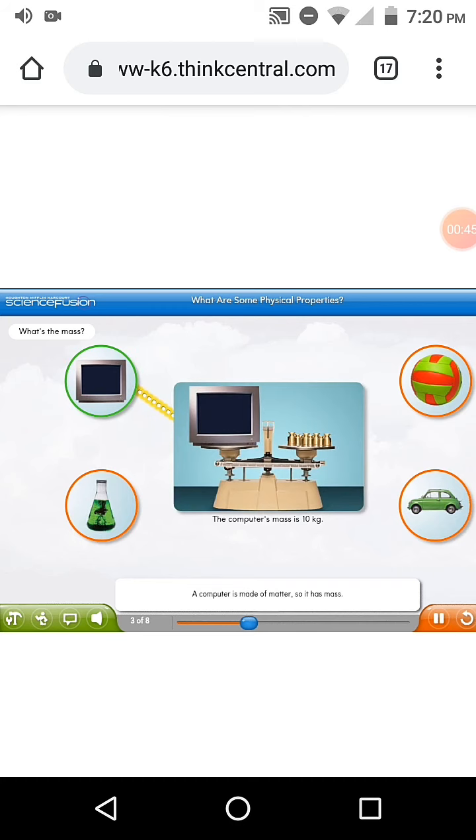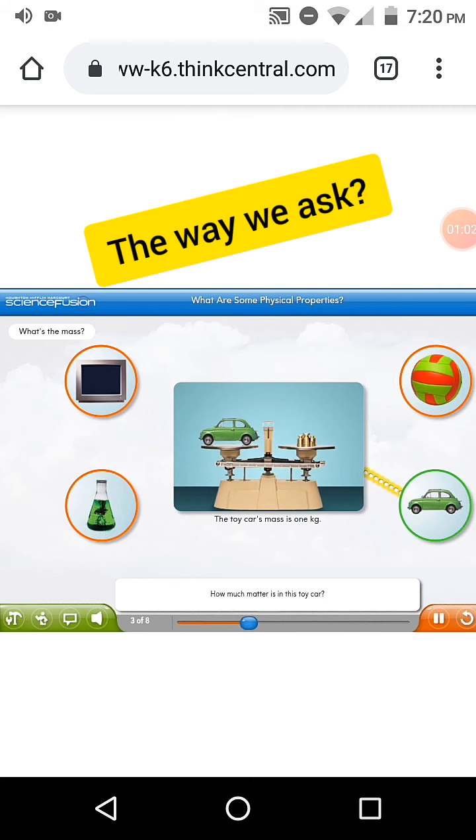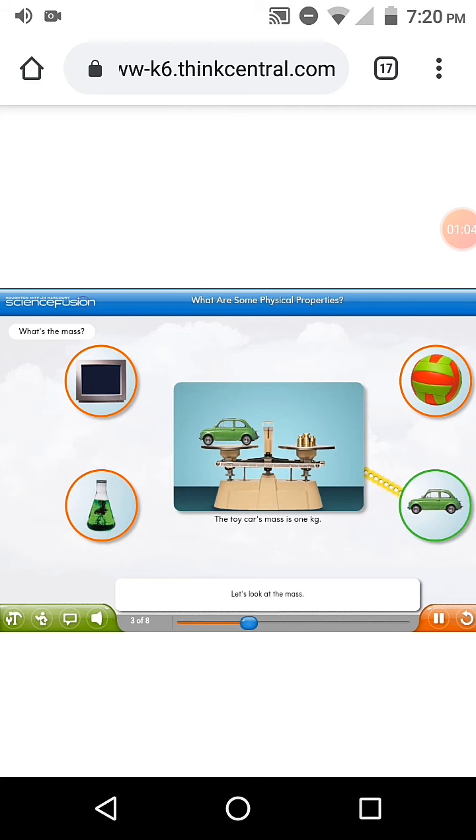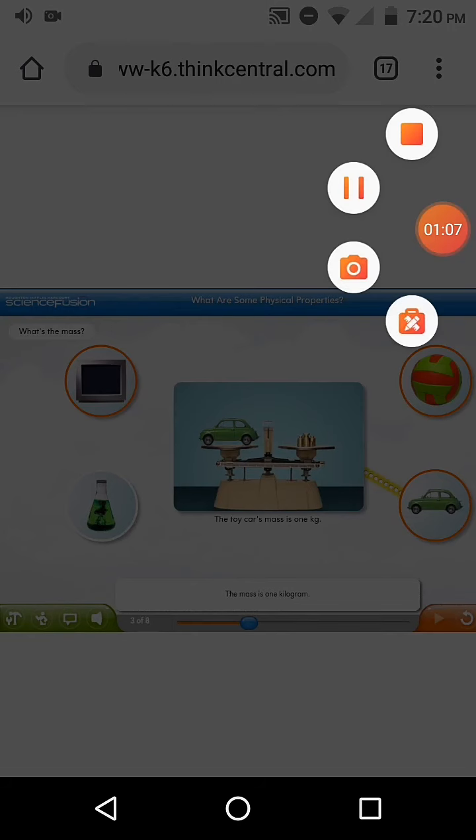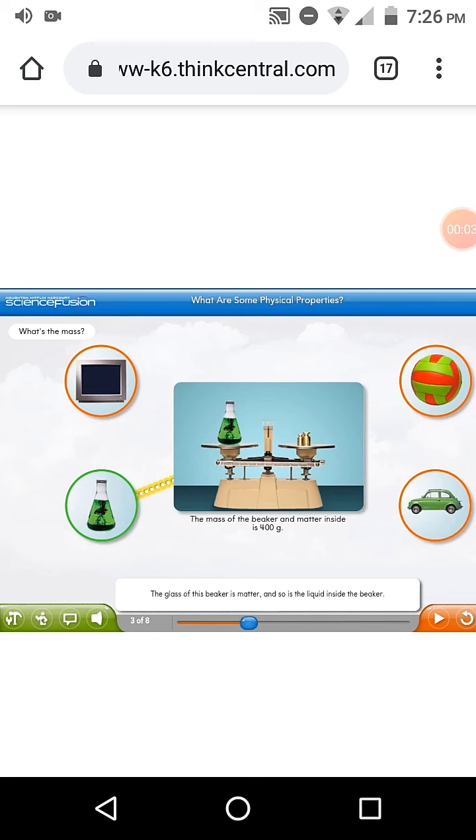A computer is made of matter, so it has mass. The mass of this computer is 10 kilograms. The mass of this volleyball tells us how much matter it has. The mass of the volleyball is 600 grams. How much matter is in this toy car? Let's look at the mass. The mass is 1 kilogram. And what about the last picture?